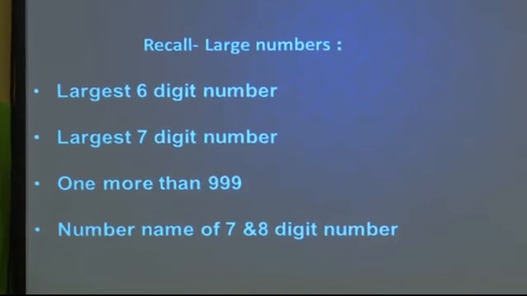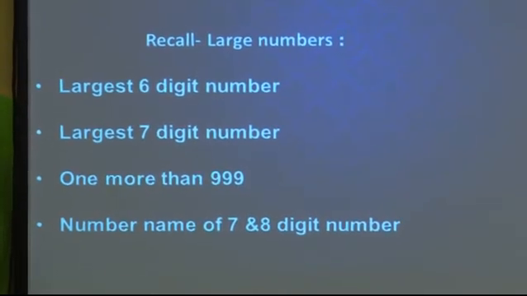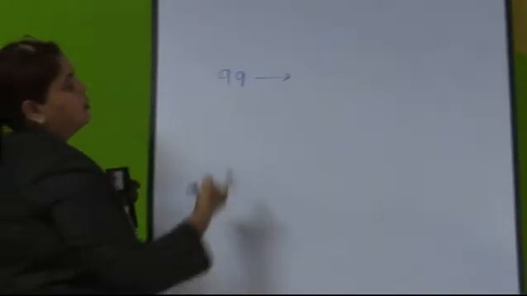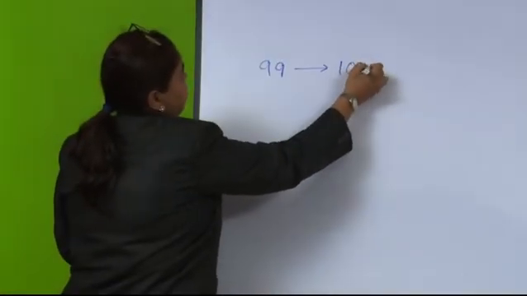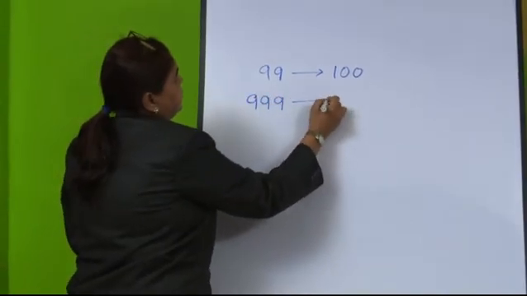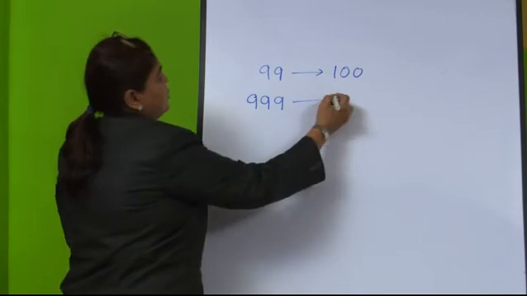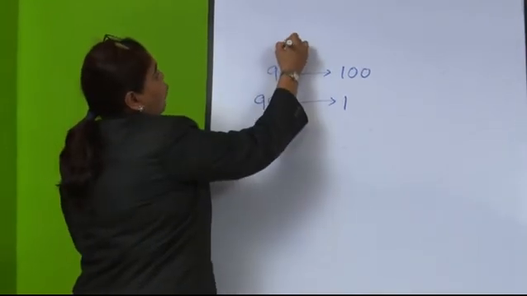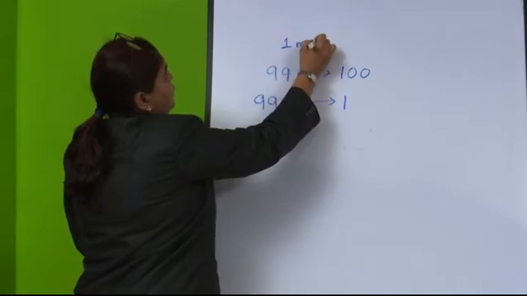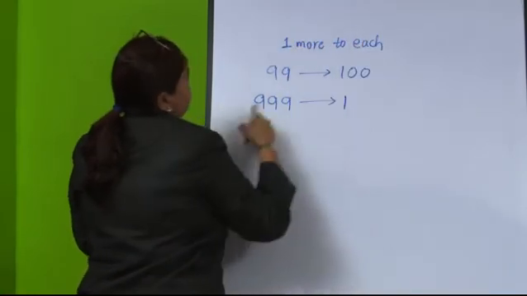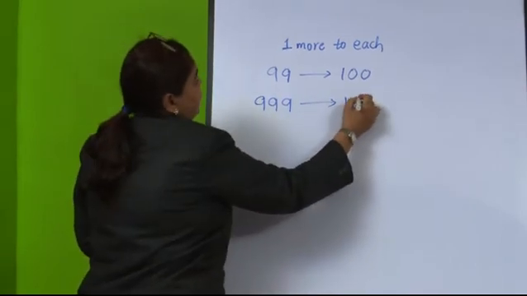If I give some simple examples: suppose it is 99, when 1 is added you will say directly it is 100. Very good. If it is 999, what will it be? 1000, because I have a 3 digit number and I am adding 1. So 999 plus 1 will be 1000.